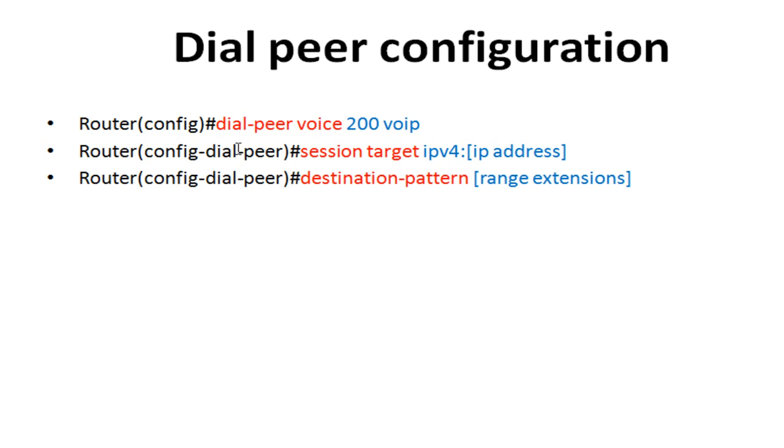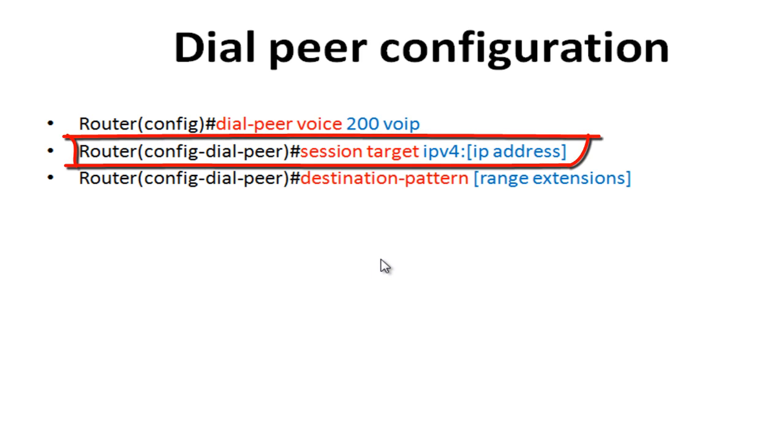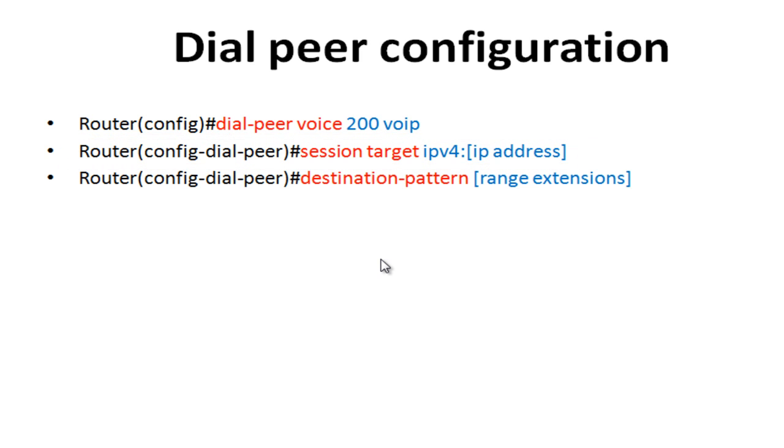Once we do that, we're going to be in the dial peer sub-mode configuration, and we're going to use this command up here called the session target command. This session target command is the network address of the remote router to which you want to send the call. When I go through the configuration, you're going to understand how this session target works.